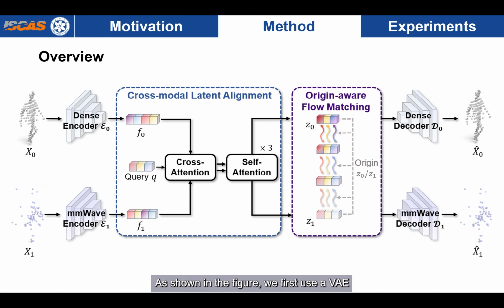As shown in the figure, we first use a VAE encoder to project inputs from different modalities into latent tokens. A cross-modal latent alignment module then aligns the semantic information across these tokens. Next, a flow matching module learns the transport between tokens from different modalities. Finally, a VAE decoder projects the tokens back to the point cloud space. Next, I will introduce our two key modules, cross-modal latent alignment and origin-aware flow matching.